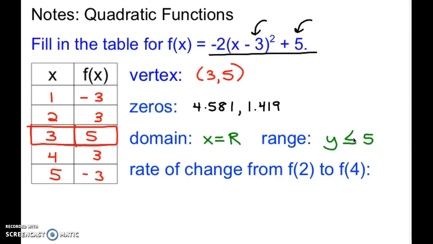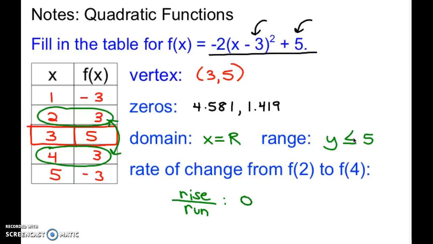And then this last question we've had is a common question. It wants to know the rate of change from f of 2 to f of 4. So that's where x is 2 to where x is 4. If you remember, rate of change is the same as slope. It means rise over run. So if you go from a y value of 3 to a y value of 3, your rise ends up being 0. You didn't go up or down at all. And if you look at your run, which is the x values, you're going from 2 to 4, so you'd be moving 2 spots. So you would have 0 over 2, or just 0 for that.